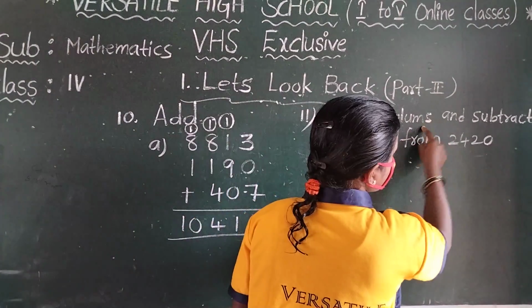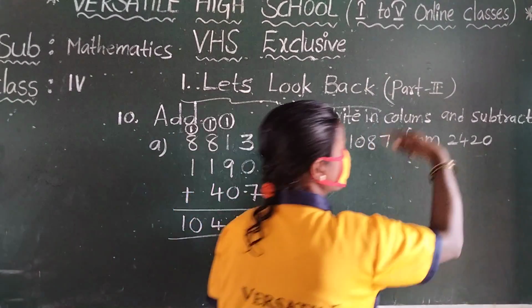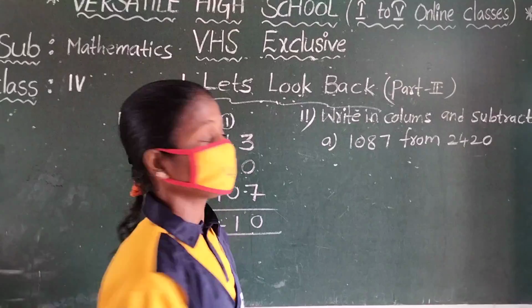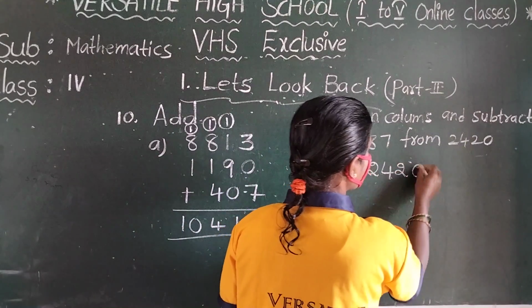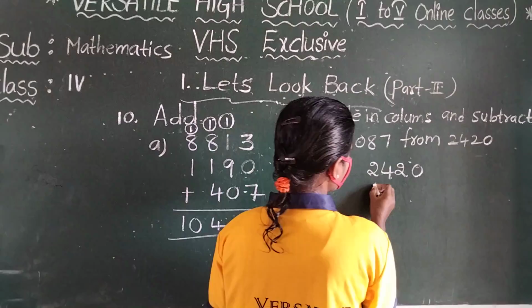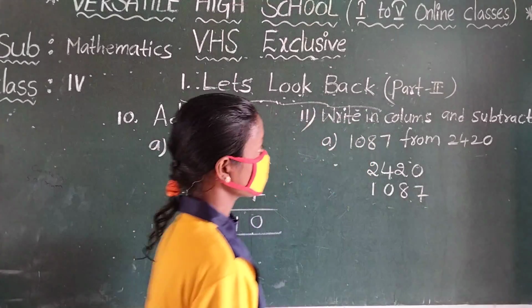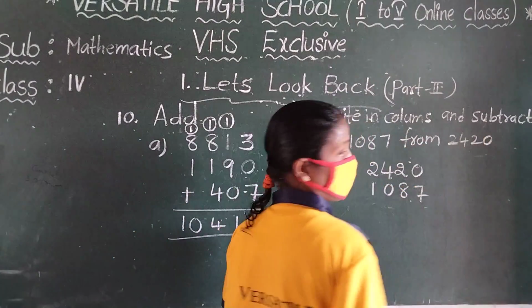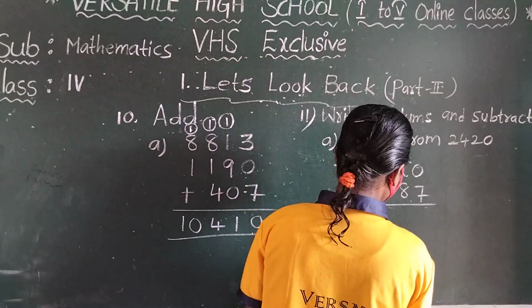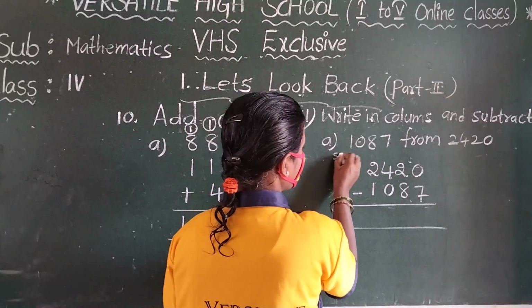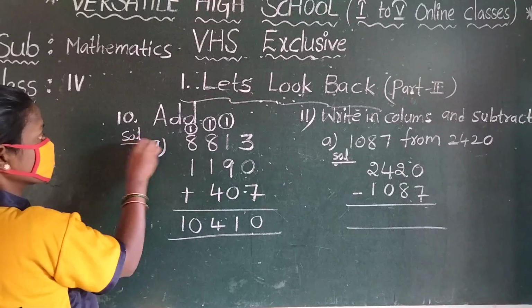Write in columns and subtract. So see that: 1087 from 2420. So you write this number first, 2420, and after that you write 1087. What is the sign giving us here? Subtract. Subtract means minus. What is the symbol given? Minus. Solution. First you write here "Solution."